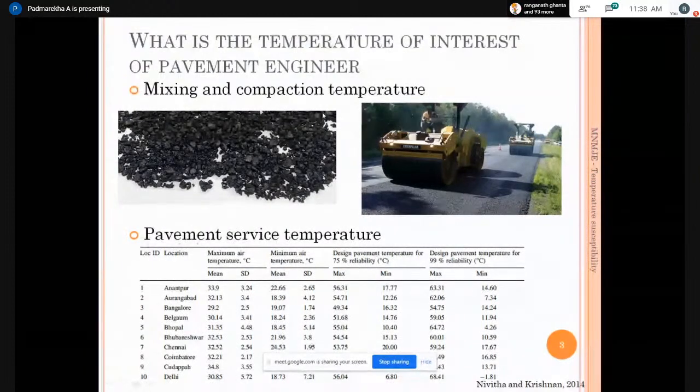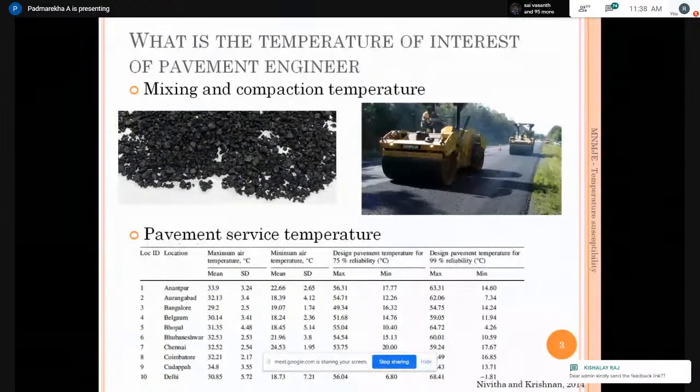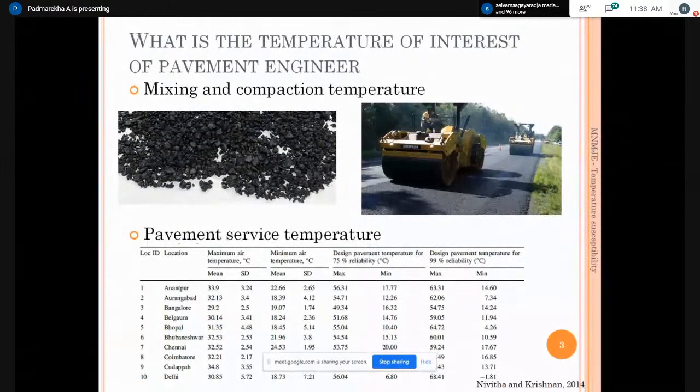As a pavement engineer, if you want to study the behavior of bitumen in the temperature region of mixing and compaction, the temperature of interest is from 160, and maybe as high as 200 degrees Celsius for a modified binder. So from 200 degrees Celsius all the way down to 80 degrees Celsius is the temperature range we are interested in.